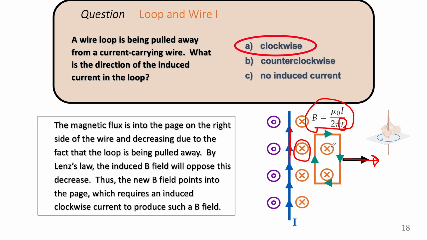To be able to get induced magnetic field lines inside here into the page, use the second right hand rule here, and you will find the current should be clockwise.